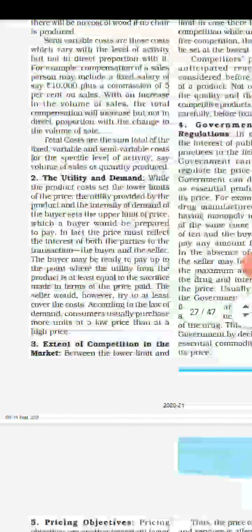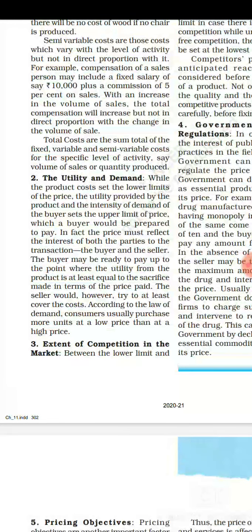Now when we add your fixed cost, variable cost and semi variable cost, then we get total cost, that is called the sum total of fixed, variable and semi variable cost. During the time of pricing any product, we need to take care about the total cost of that particular product.